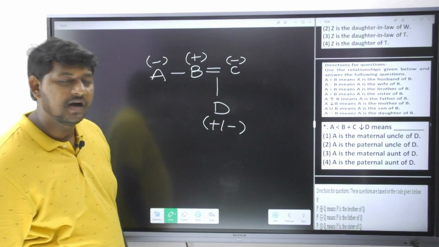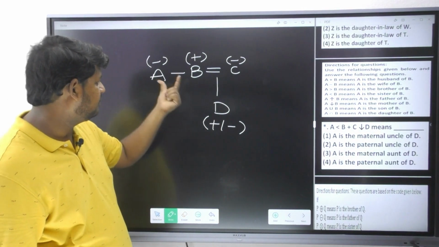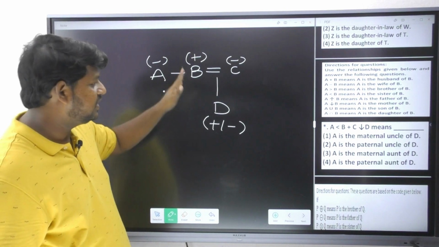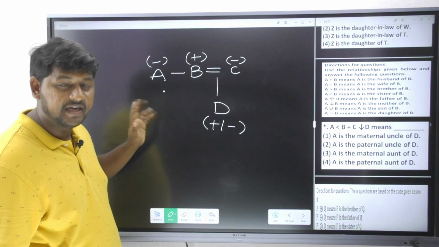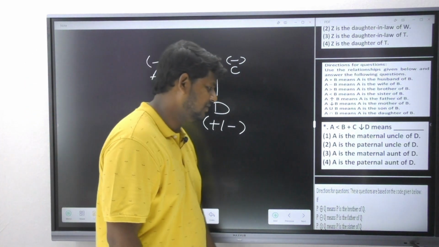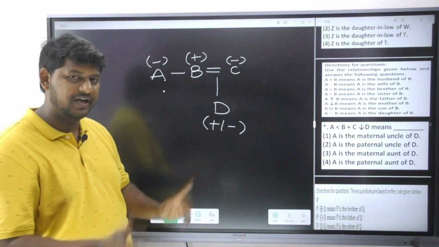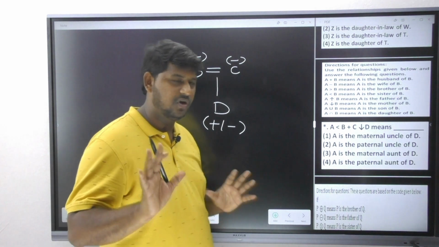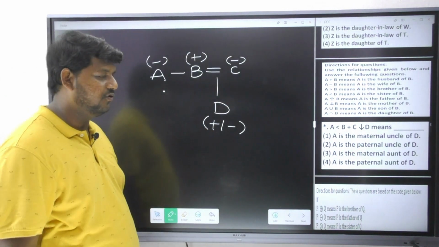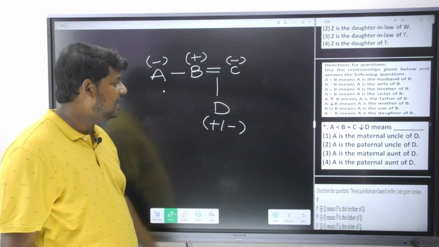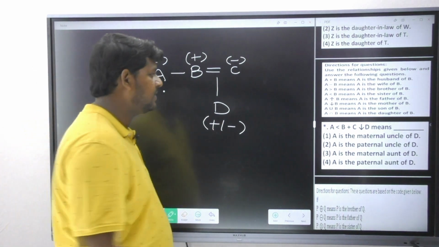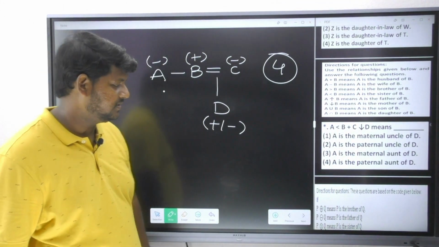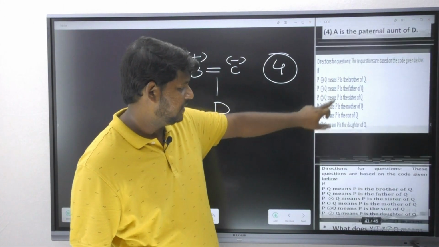A is the paternal uncle of D. Yes, from D's point of view, if you observe A here, whether it is uncle? No, it is not uncle. Even though it is paternal, it is not uncle. It is aunt. Okay, clear? Right. Okay, I think you're all attentive. Earlier I told mistake, that was intentionally I told. I hope you caught my point. Right now, let us observe the fourth option. A is the paternal aunt of D. Yes, that is my answer. Paternal aunt. Okay, so right, let's see the next questions.